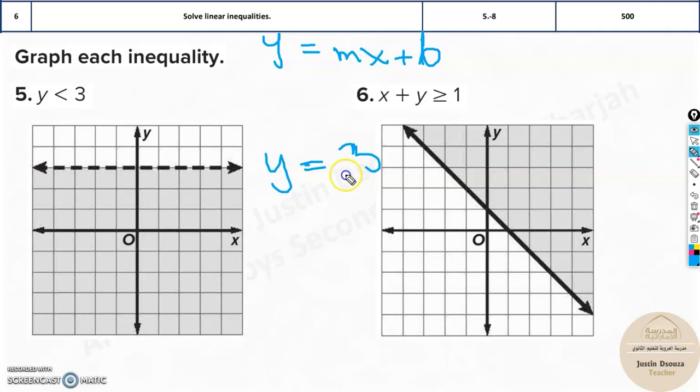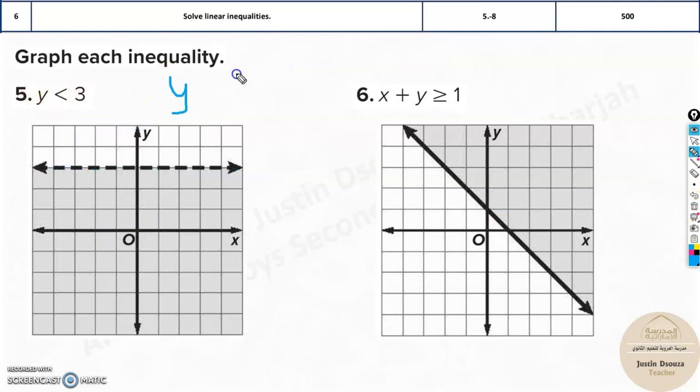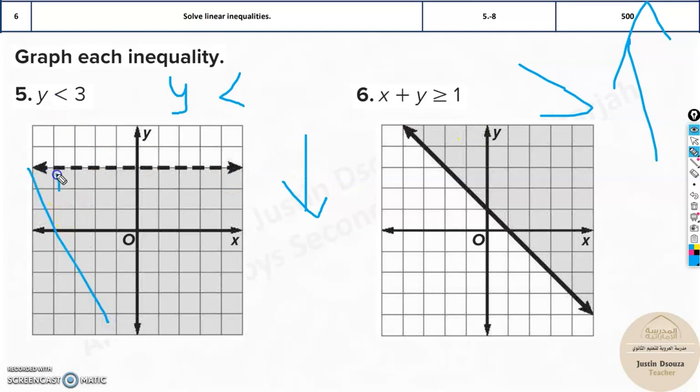Now, what would be the equation? At 3 over here, you should draw a dotted line because it is less than only. But which is the solution region? Is it upwards or downwards? Now let's look over here. Y is less than. Less than means downwards in math, whereas greater than is increasing, it will go upwards. Less than, all the region downwards is the solution region.